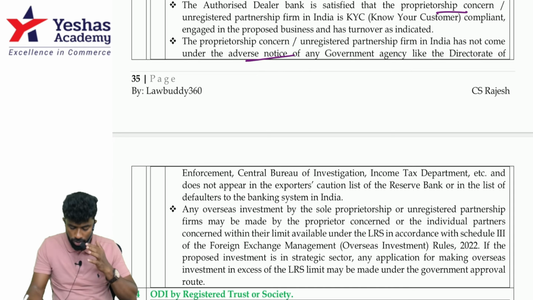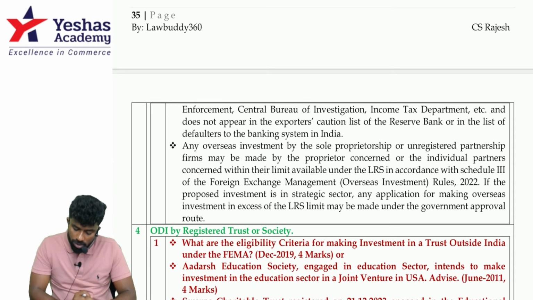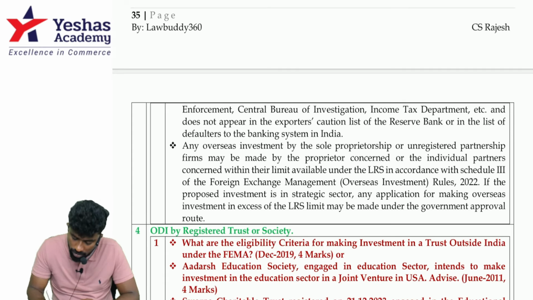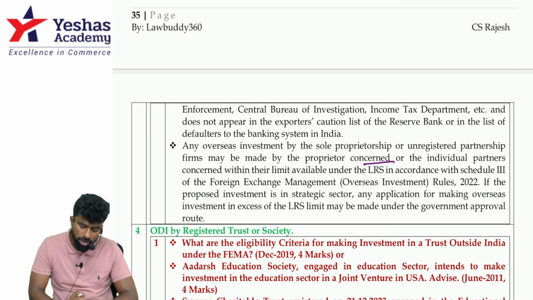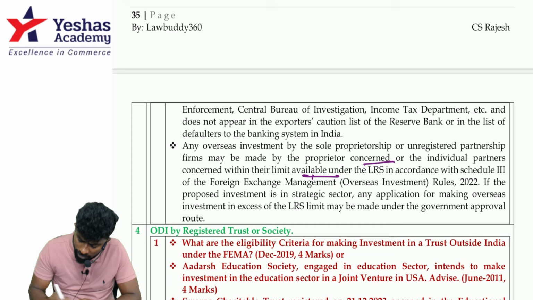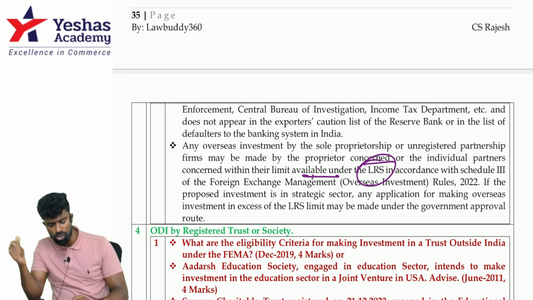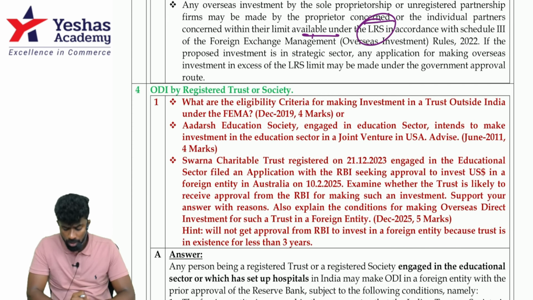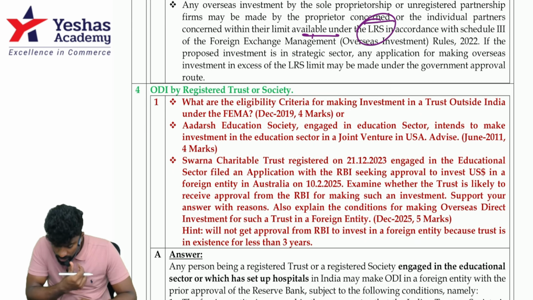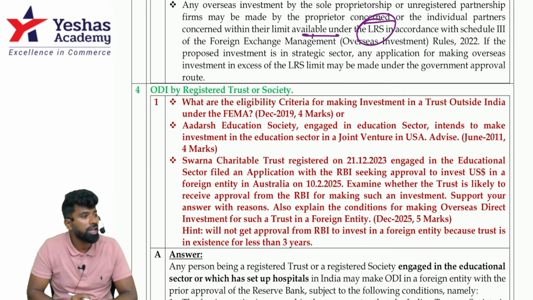Adverse notice. The overseas investment by sole proprietorship or unregistered partnership firm may be made by the proprietor concerned or the individual partners concerned within the limit available under what scheme? LRS scheme. Now this question was asked in which examination? Based on this, ODI by registered trust or by society.